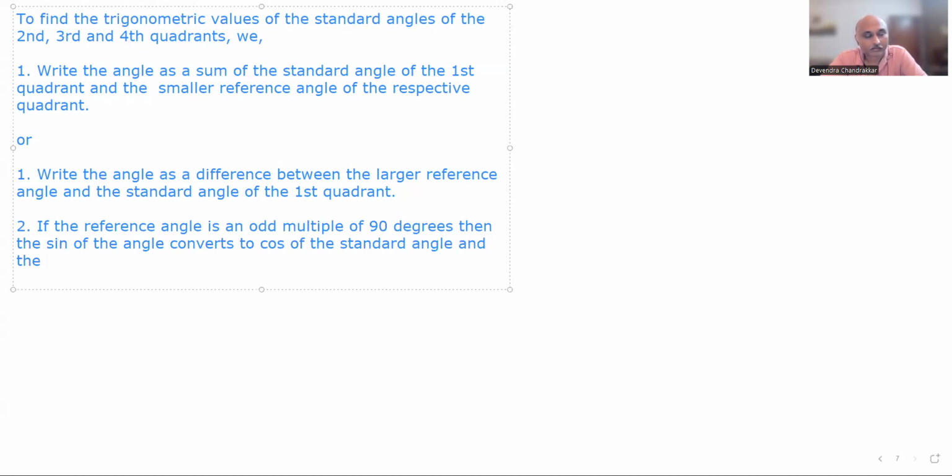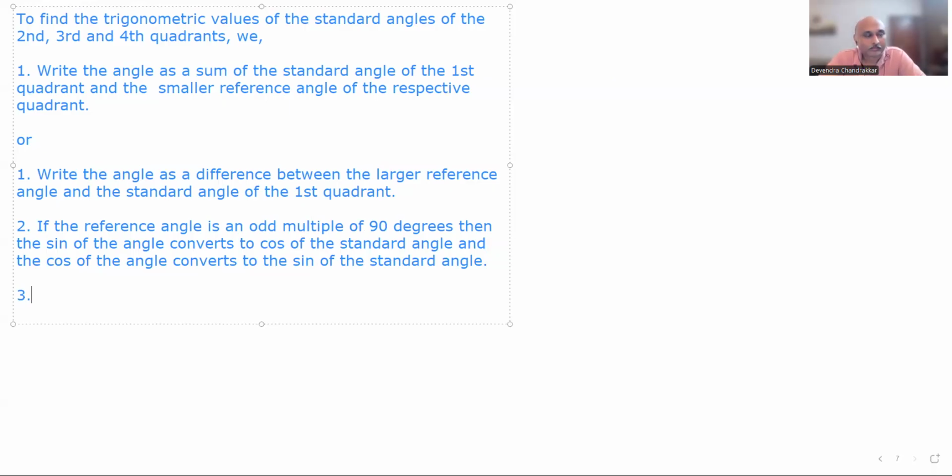And the cos of the angle converts to the sine of the standard angle. I'll explain everything to you. Just keep reading it, right? Read it multiple times. You will understand.